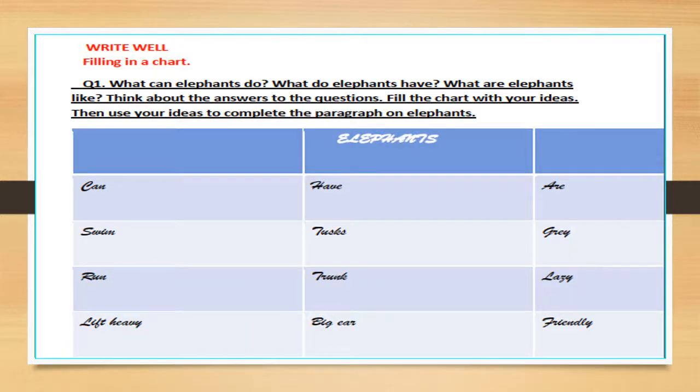Children, let's write well filling in a chart. Question number one. What can elephants do? What do elephants have? What are elephants like? Think about the answers to the questions. Fill the chart with your ideas. Then use your ideas to complete the paragraph on the elephant.